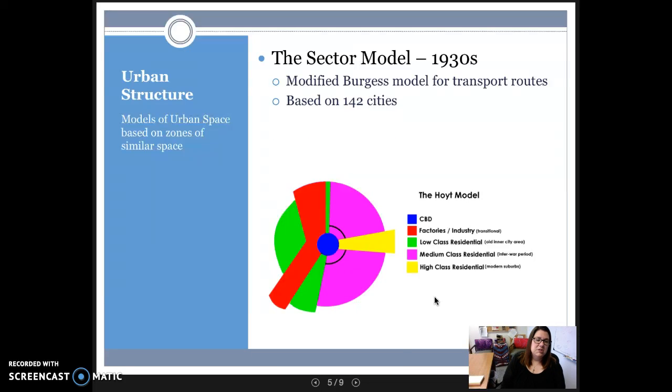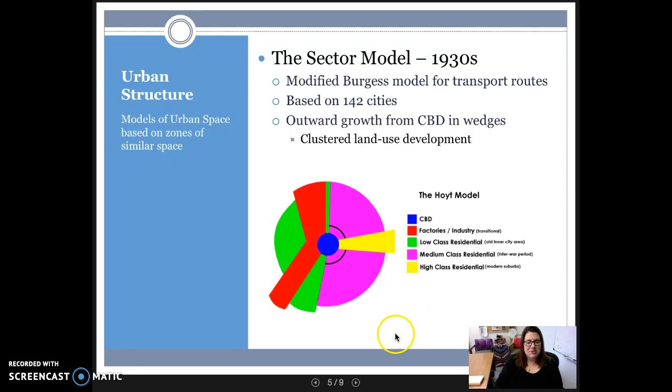Hoyt also studied many more cities to develop this model and discovered that some development was more sector-like in wedges or slices, as you can see in the diagram. So Hoyt clustered development together in these wedges or sectors. For example, let's look at the industrial zone in red here.